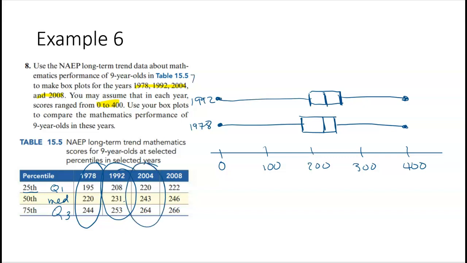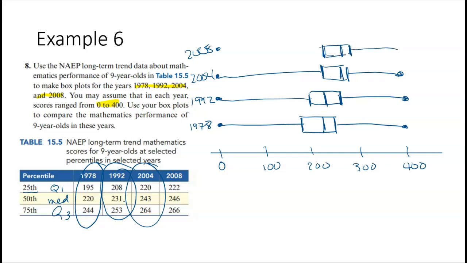Okay, let's look at 2004. Our lowest is still 0. Then 220, so that's about there, 243, and 264. Okay, and our last one, 2008, starts at 0, then 222, 246, and 266. So we can see a lot of stuff right away.